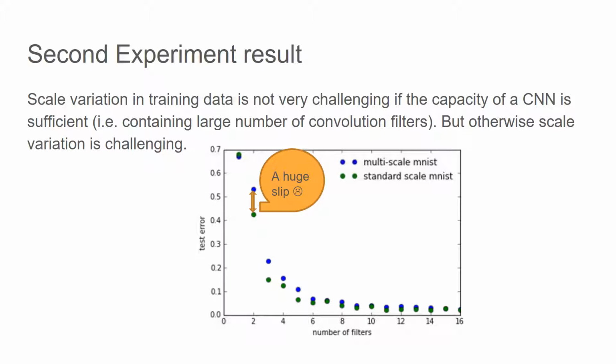The result is that scale variation in the training dataset is not very challenging if the capacity, i.e. the number of filters in each layer, is sufficient. However, otherwise, the scale variance can be challenging. So look at the graph. When the number of filters is 2, you can see a huge jump in test error from 0.4, which is 40%, to over 50%. This is a huge jump.